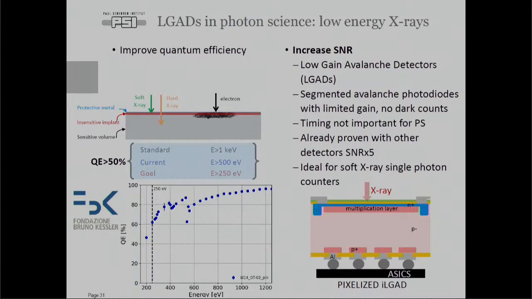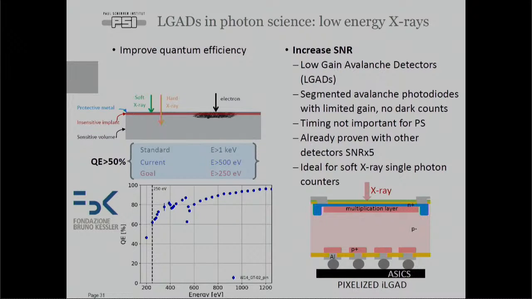And the other thing that we would like to do is, as I said, use the low gain avalanche detectors, which are segmented avalanche photodiodes with a limited gain, like 4 to, let's say, 20, just to give a number, with no dark counts. And also, we have proven already with this type of detector to be able to increase the signal-to-noise ratio by a factor of 5.